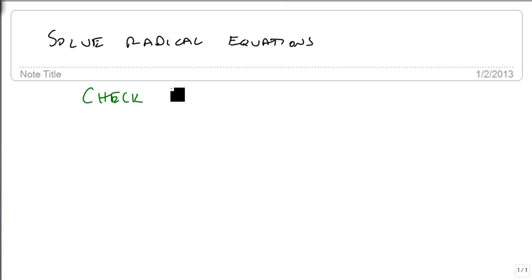We're going to solve radical equations. And we have to be very careful solving radical equations because we could get extraneous solutions. So we need to make sure we look for those. And so always, always, always, always check your answers. Make sure you know you've done it right.